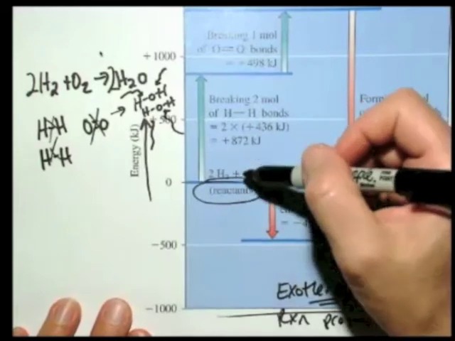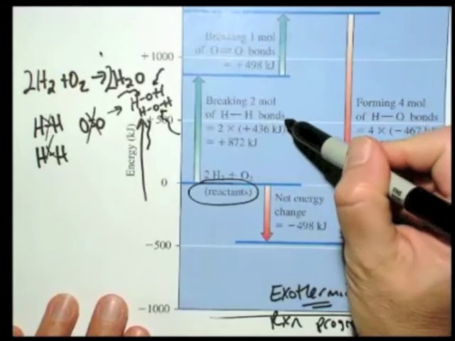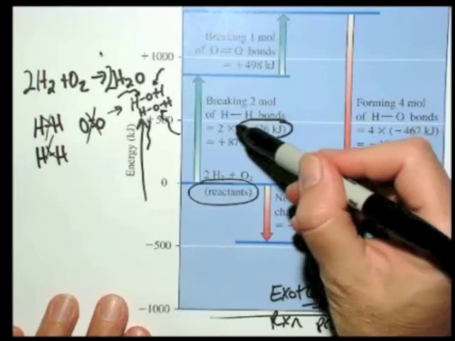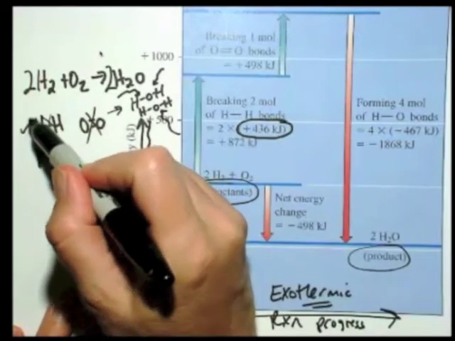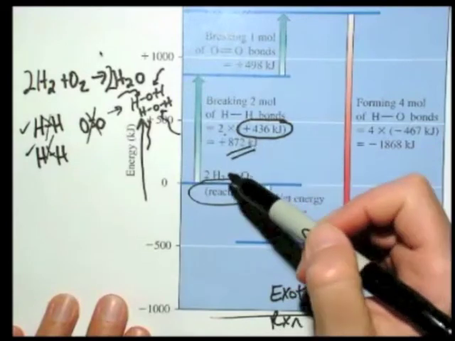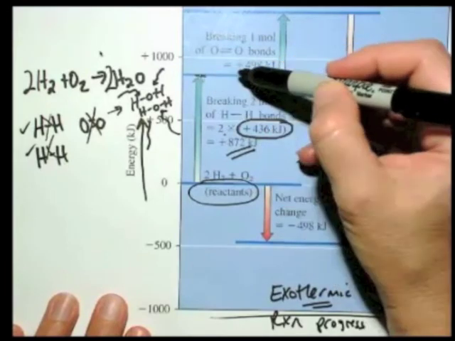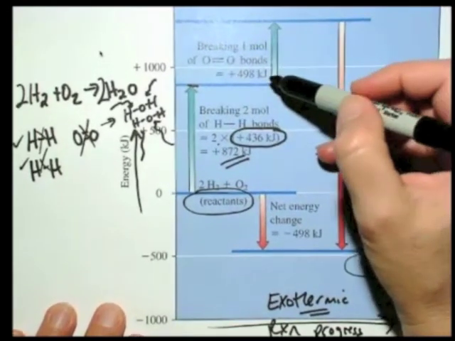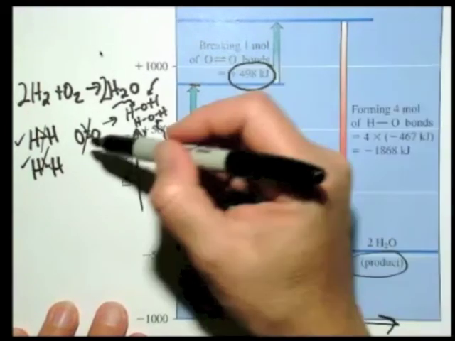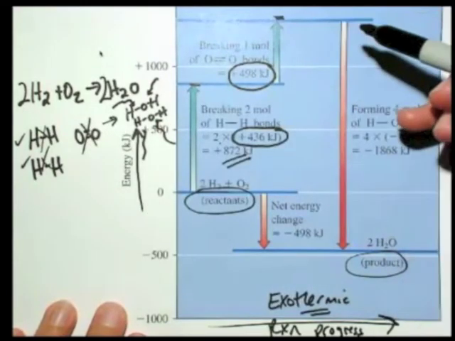And here what we know from experiments is that it takes 436 kilojoules to break 1 mole of H-H bonds, and since we have 2 of them, see 1, 2, it's going to be 2 times that, so it's going to take 872 kilojoules to break the H-H bonds, which is going to take us up in potential energy this high. Then we're going to have to input another 498 kilojoules of energy per mole to break the O=O double bonds. That's going to take us all the way up here to this energy level.